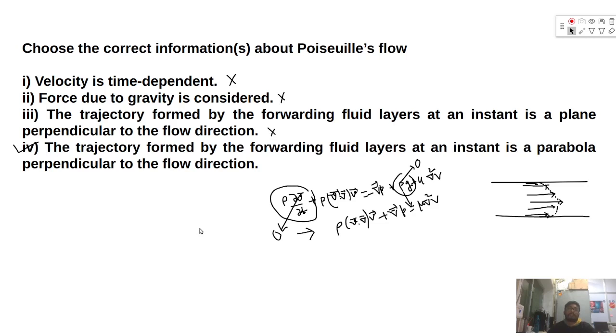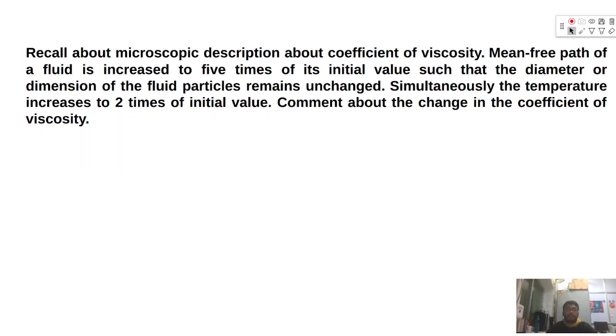The next question is, recall about the microscopic description about coefficient of viscosity, right? The mean free path of a fluid. First of all, let us recall the microscopic description of coefficient of viscosity. Whenever we are writing the viscosity term, we are writing this grad square u. Now we don't have information about this mu in the macroscopic scale. We just know some value of mu. What we have from our observation is grad square u, and this is coming from somewhere, we don't know it.